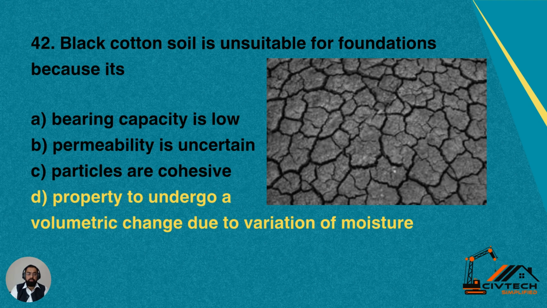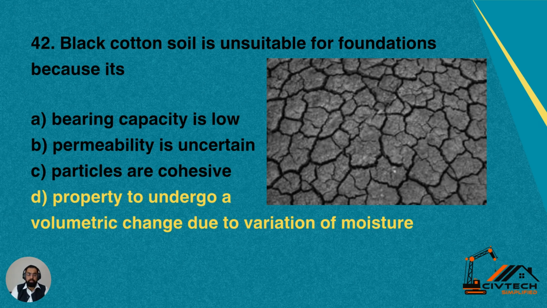Number 42. This is a very common question. I personally came across this question various times in various exams. That is, black cotton soil is unsuitable for foundation because of its, number A, bearing capacity is low. Number B, permeability is uncertain. Number C, particles are cohesive. Number D, property to undergo a volumetric change due to variation of moisture.